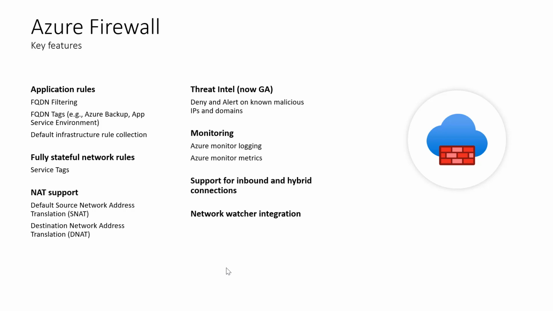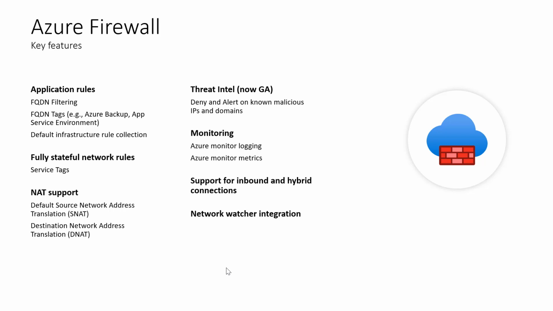Application rules: as I said, there are multiple FQDN tags already available in Azure Firewall. Let's say you have a virtual machine and you want to have backup, but at the same time you would like to block internet access of that virtual machine. You can enable Azure Backup for that network or subnet or IP of the virtual machine, and still block the outbound internet access for that specific virtual machine.